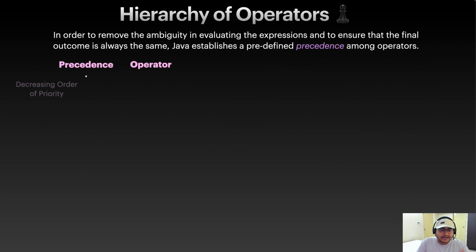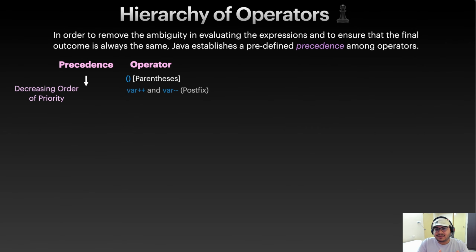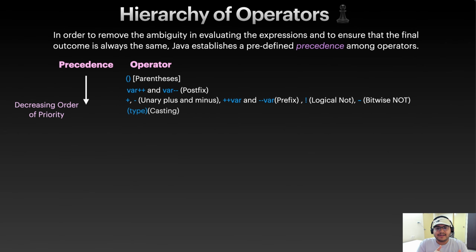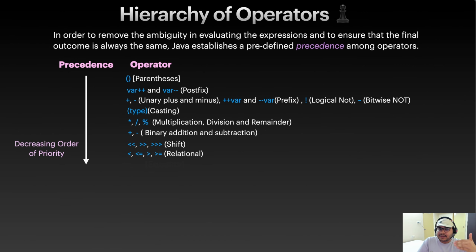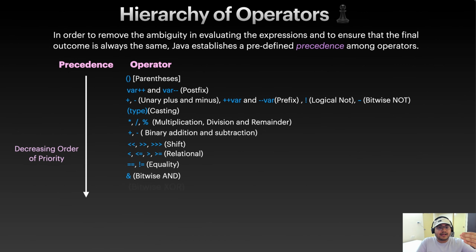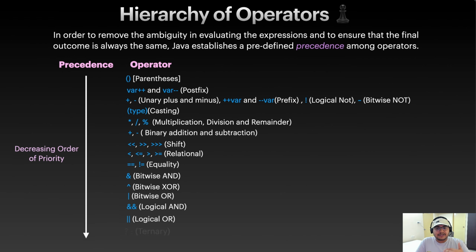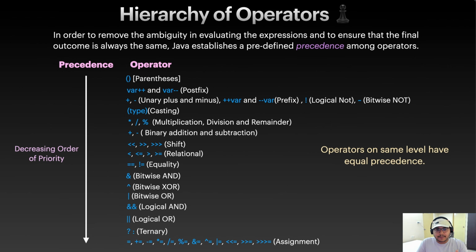In the hierarchy of operators, the highest precedence belongs to parentheses or brackets, which should always be evaluated first. Following this, in decreasing order, are the postfix increment and decrement operators. Next come unary operators such as plus, minus, prefix increment, decrement, logical not, bitwise not. After that is the casting operator, which will be introduced later in this episode, followed by multiplication, division, and modulo.